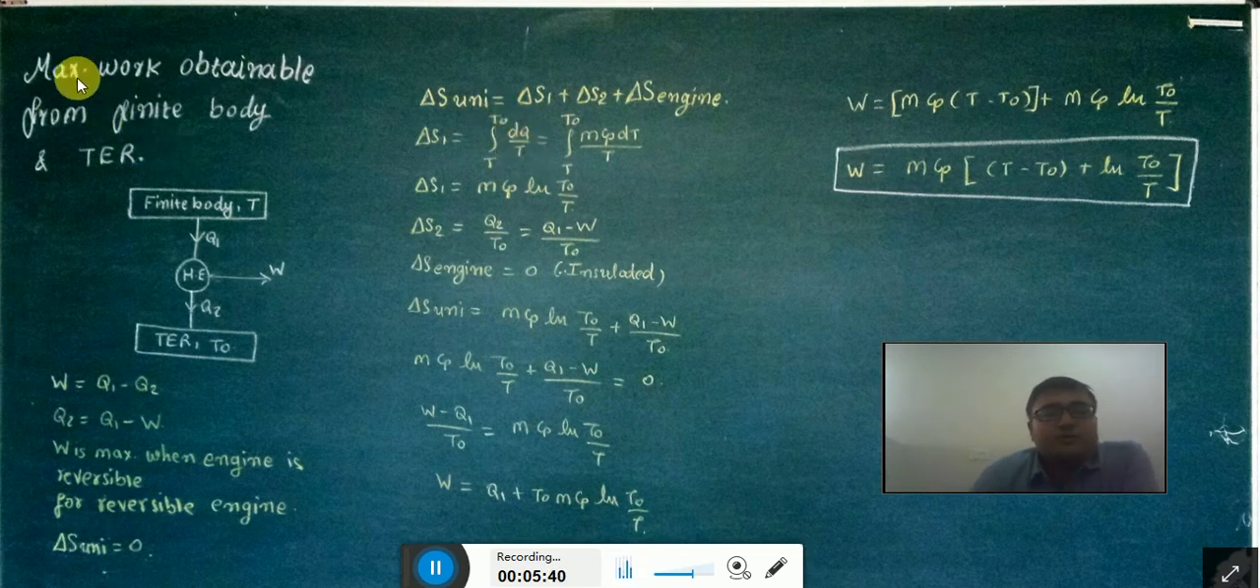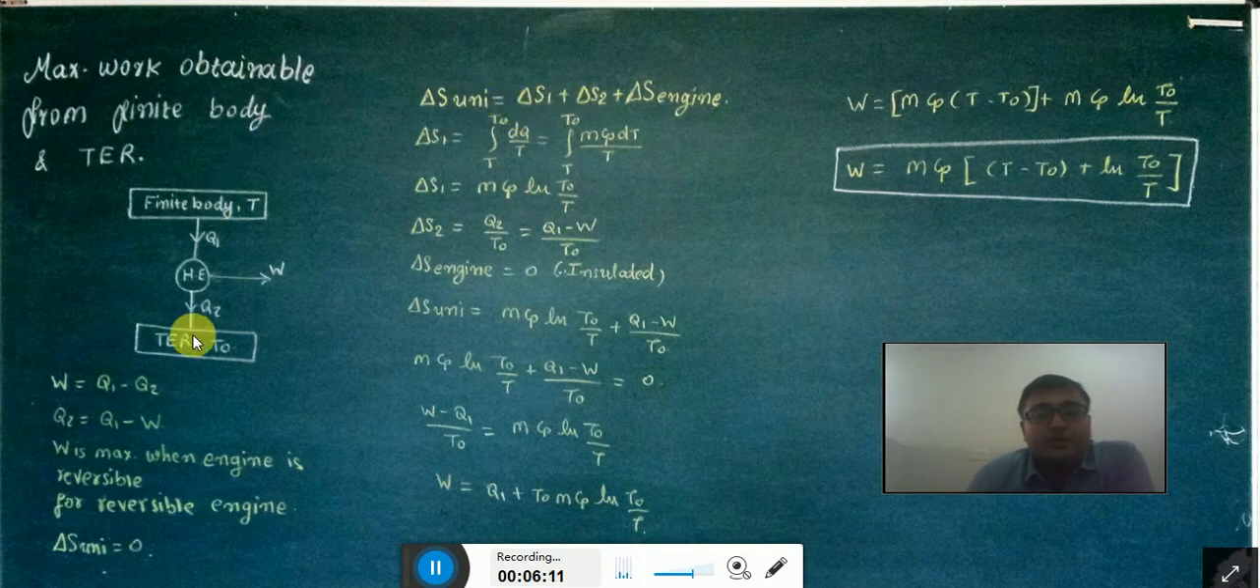Let's talk about this maximum work concept. Maximum work means, when maximum work is obtained, we are saying that the cycle has the maximum efficiency, which is a reversible cycle. And in case of a reversible cycle, delta S of universe is equal to zero. So I'm putting the same equation: delta S of universe means the delta S of system.